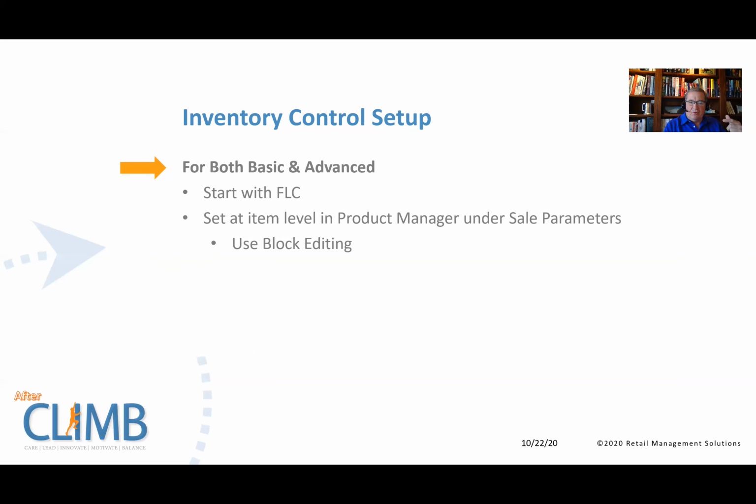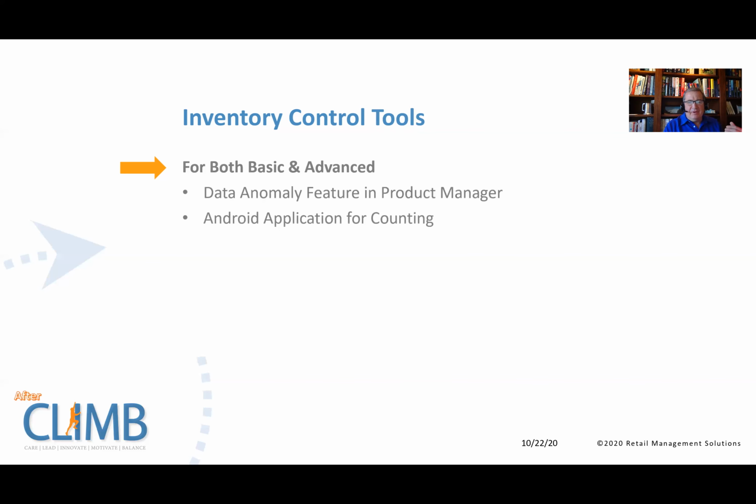But the inventory control setup is the same really for both advanced and basic. It starts in the fine line code. I'll show you that, and then it's set at the individual item level under the product manager, under the sales tab. You choose whether it's basic or advanced, and I'm going to show you how to set that up very briefly. And then I'm going to talk about the tools.